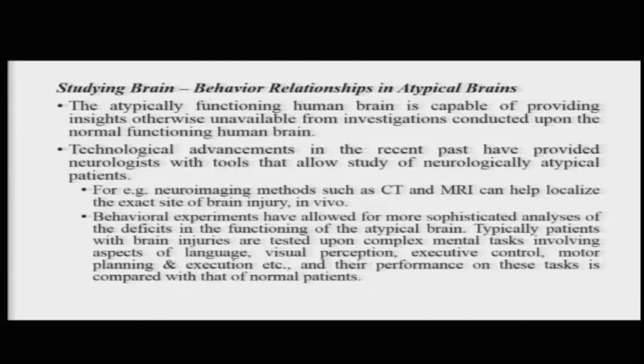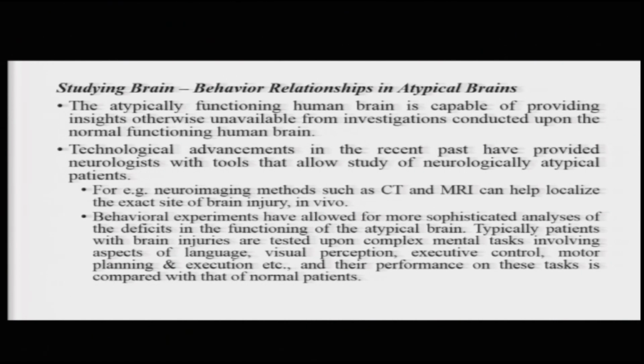Now, these were some of the disorders, or some of the possible ways in which normal brain functioning could be disrupted, or the normal human brain can be damaged. Now, as I was saying, studying the various aspects of the functioning of this atypical human brain is fairly necessary. The atypically functioning human brain is actually capable of providing insights that are otherwise unavailable from investigations conducted upon the normal functioning brain or neurologically intact individuals.